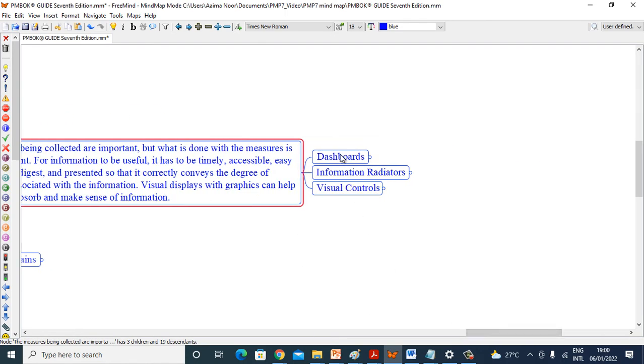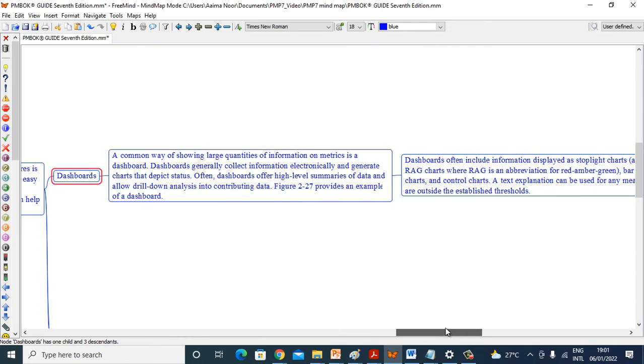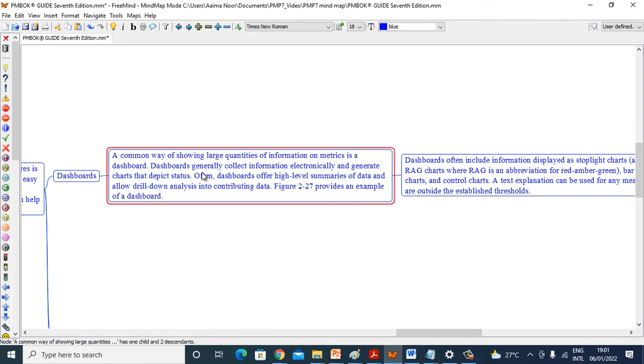Dashboards, information radiators, and visual controls. Dashboards. A common way of showing large quantities of information on metrics is a dashboard. Dashboards generally collect information electronically and generate charts that depict status. Often dashboards offer high-level summaries of data and allow drill-down analysis into contributing data. Figure 2-27 provides an example of a dashboard. We'll see it later.